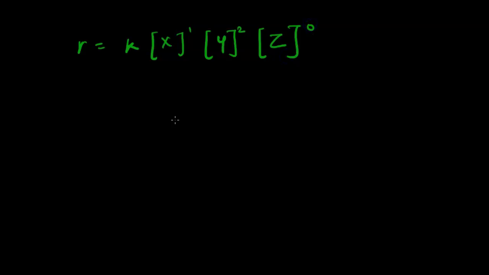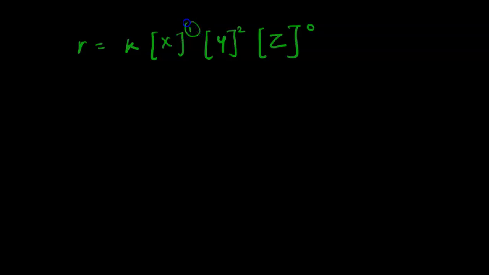Let's say we're given an equation like this: rate is equal to k, [X] to the power 1, [Y] raised to the power 2, and there is another reactant, [Z] to the power 0. How do we explain this? We say rate is dependent upon the rate constant. Rate is also dependent upon the concentration of X raised to the power of the order 1. Rate is dependent upon the concentration of Y raised to the power of order 2, and rate is dependent upon the concentration of Z raised to the power of 0.